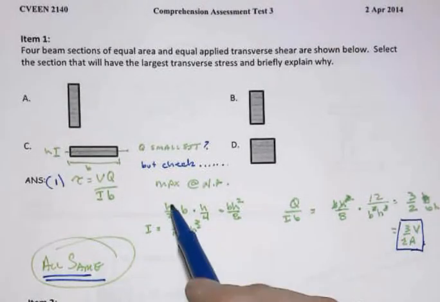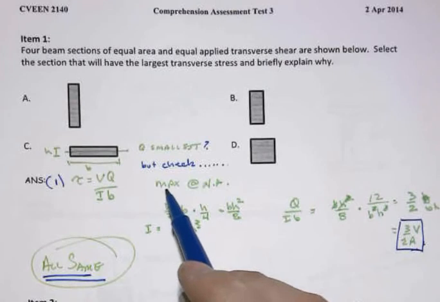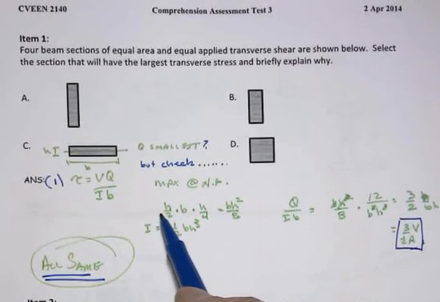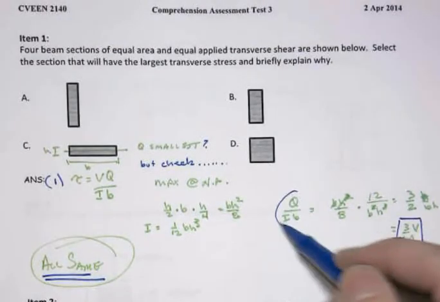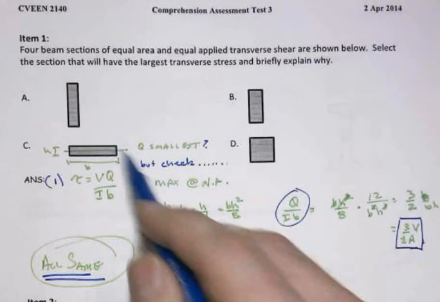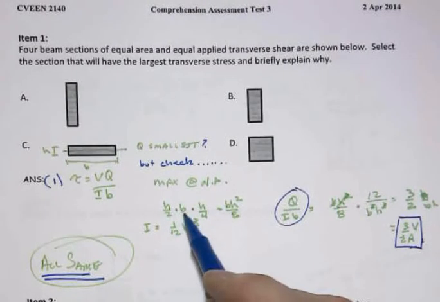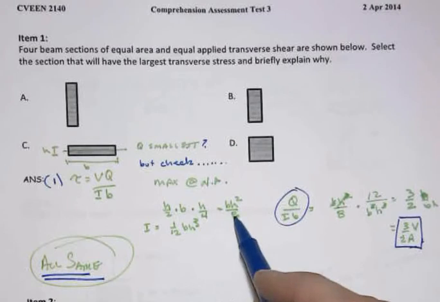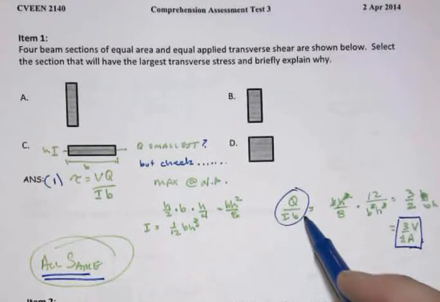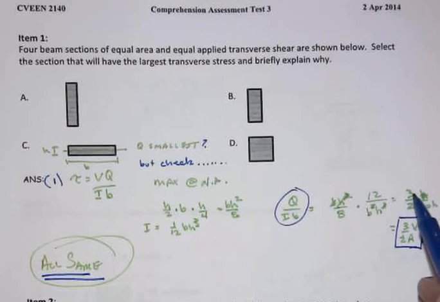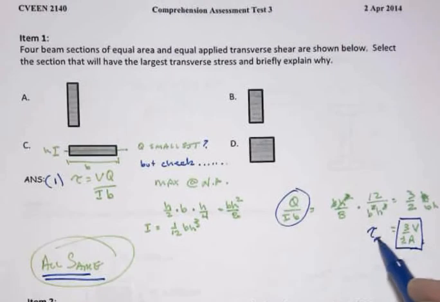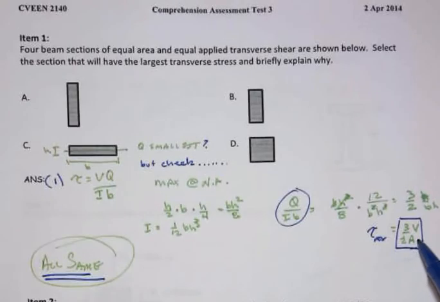The key is that we have the max shear stress at the neutral axis. When you calculate Q over IB, you get H over 2 times B for the area, and the moment arm is H over 4, so Q is BH squared over 8. I is equal to 1/12 BH cubed. Work that all out, you get 3 over 2 BH, and BH is the area. What you really get is that tau max for a rectangular section equals 3/2 V over A. Since they all have the same V and same A, they all have the same max shear stress. So it's a little bit of a trick question in that regard.